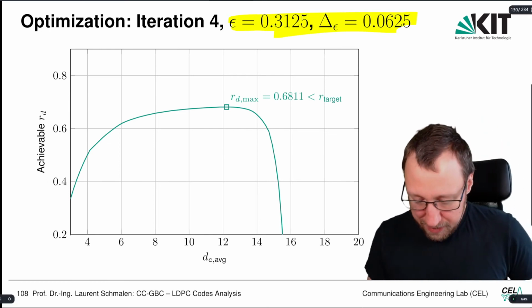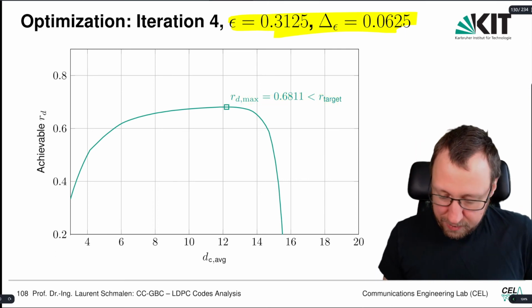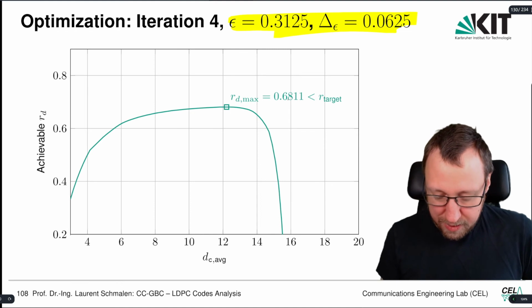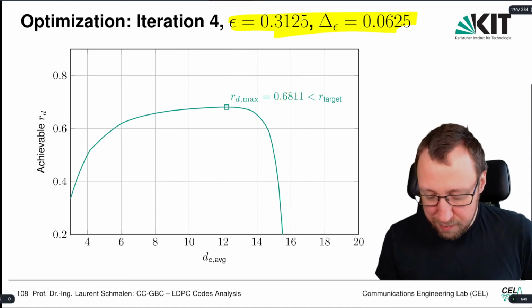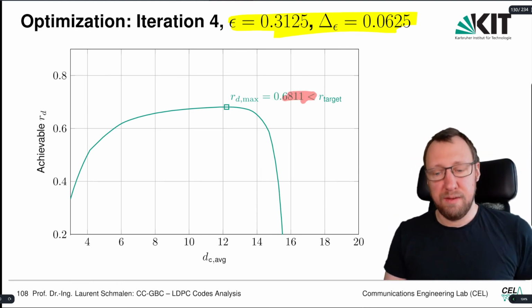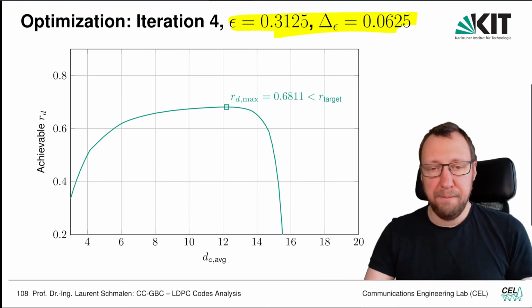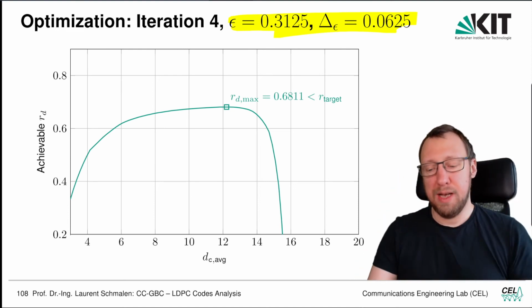We run the optimization. We find an RD max that is smaller than the target rate. So again, our channel is too bad. We need to improve it a little bit. So it means we need to further decrease epsilon. Now it's not something that I can easily do in my head anymore. So we decrease epsilon a little bit.